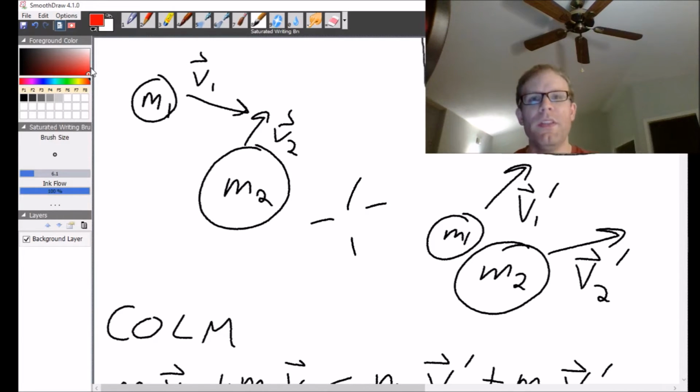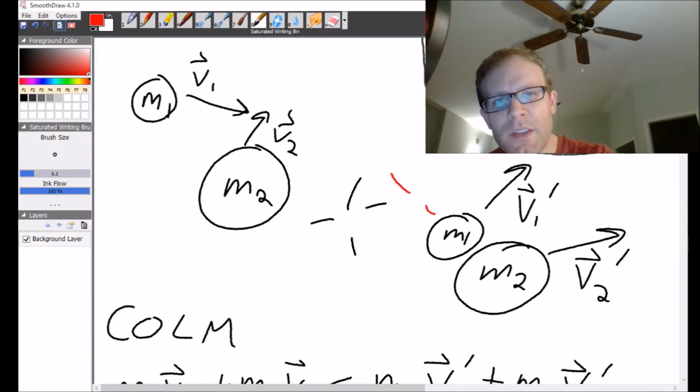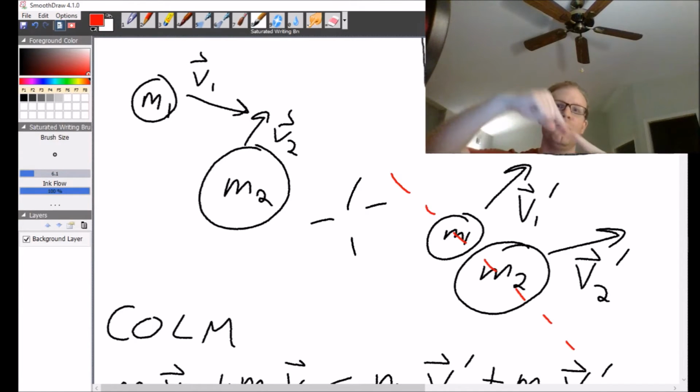We're going to assume that when these two bouncy balls interact, the force they exert on each other is only directed along the line that goes between the two centers. So in other words, if one bouncy ball is coming in at this angle, the other one's coming in at this angle, when they connect, the only force they can exert on each other is a force that points from one center to the other. There can't be any force pointing perpendicular to that.